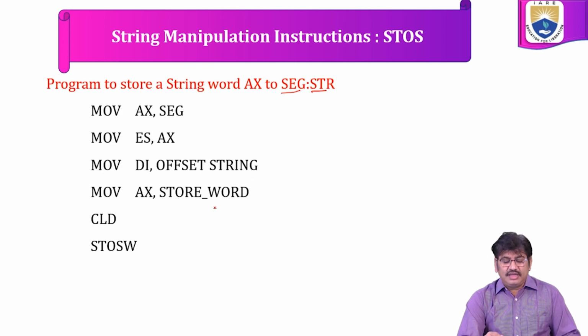Next, move AX, store word. The string byte or word which we want to store, we have to load into AL or AX register. In this example, we are storing a string word, so we are loading into AX register. For processing the string from lower address to higher address, that is starting address to end address, clear the direction flag by using CLD instruction. For storing the string word, use the instruction STOSW. So when this instruction is executed, as it is a string word, the AX contents will be stored into the memory location which is pointed by ES:DI.